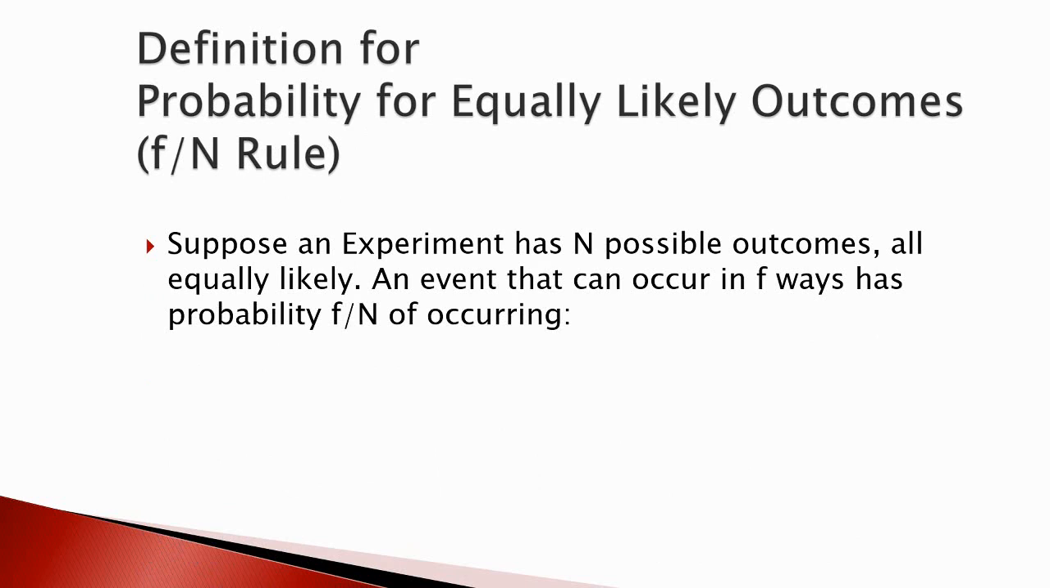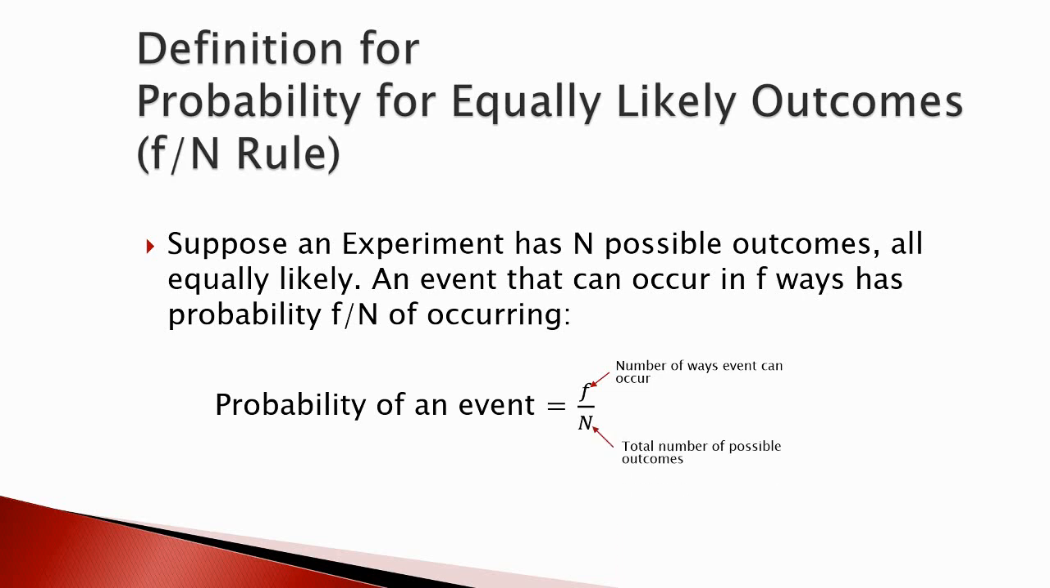Suppose an experiment has n possible outcomes, all equally likely, and an event that can occur in f ways. Then the probability of the event occurring is equal to f divided by n. f represents the number of ways the event can occur, and n is the total number of possible outcomes.